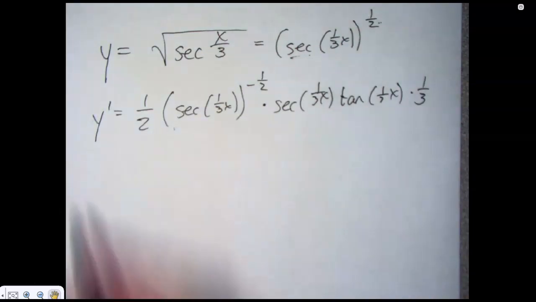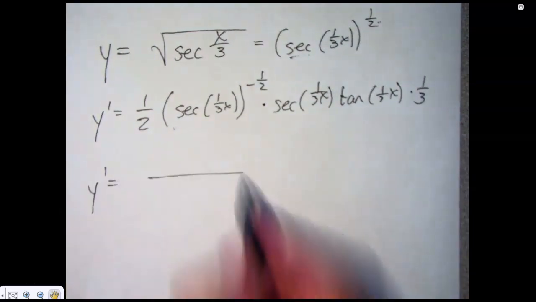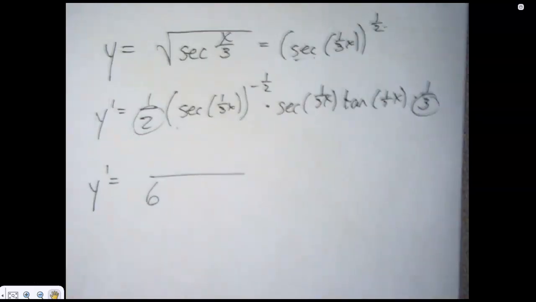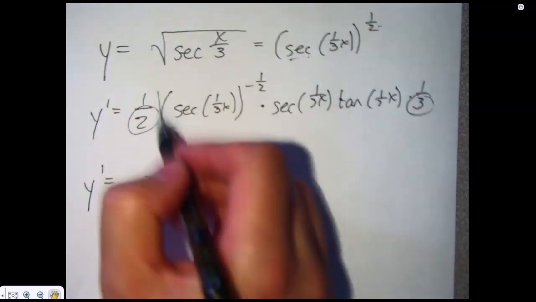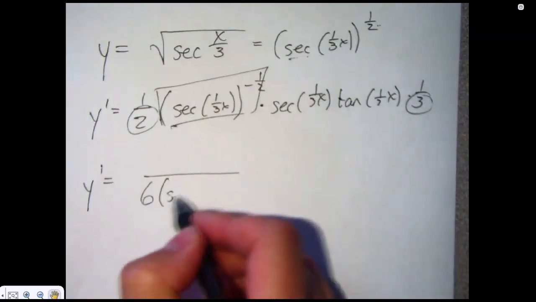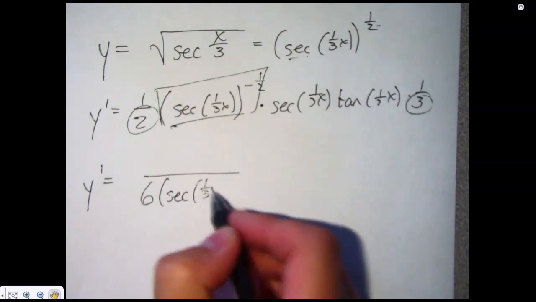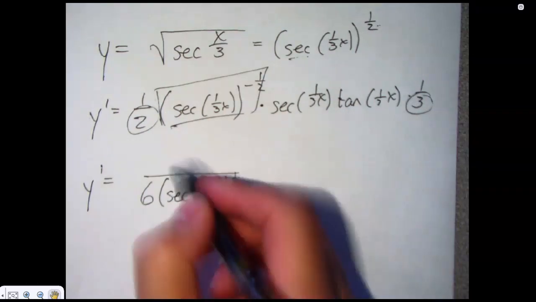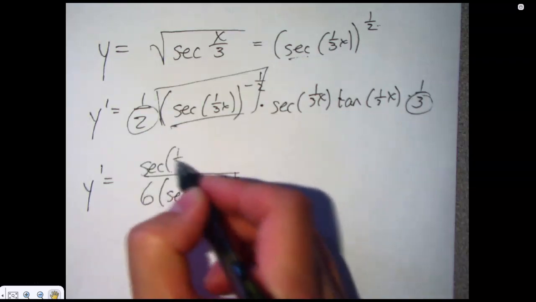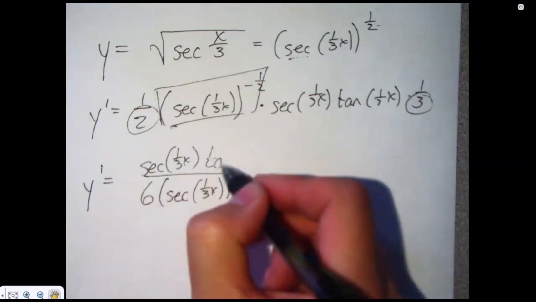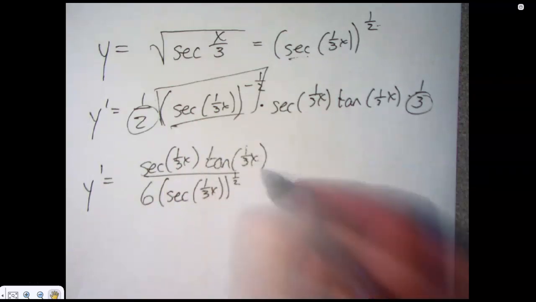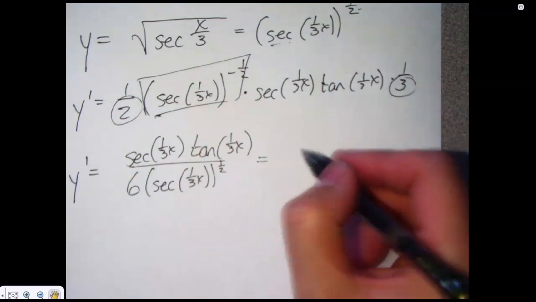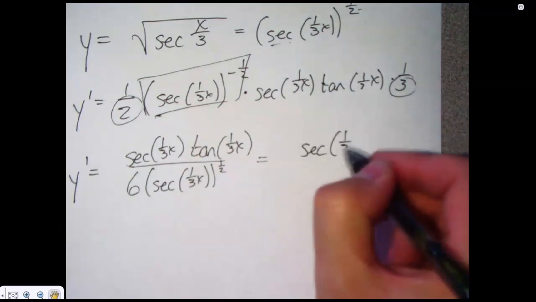So getting rid of negative exponents, putting those all in one fraction, this 2 and this 3, I'm just going to make a 6 on the bottom. This has a negative exponent, so I'm going to put it on the bottom. So that's to the 1/2. And then on top, I have sec of 1/3 x, tan of 1/3 x. Now that's a perfectly acceptable answer. The AP test would do this.